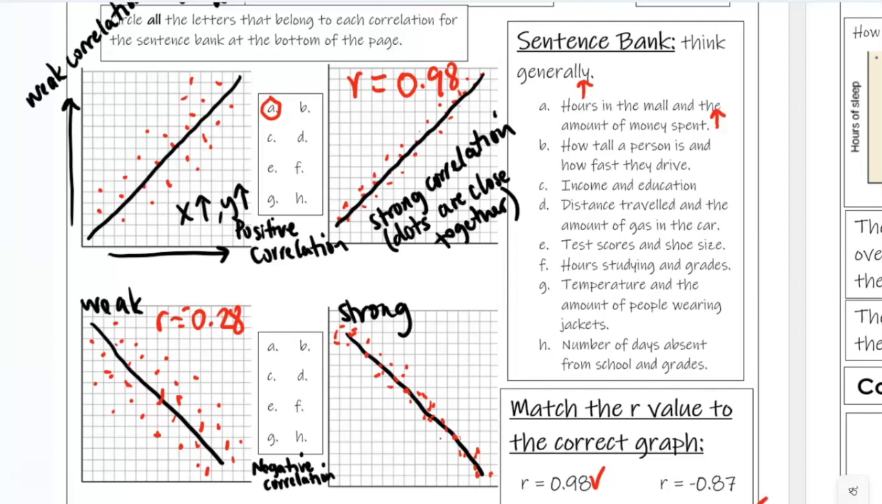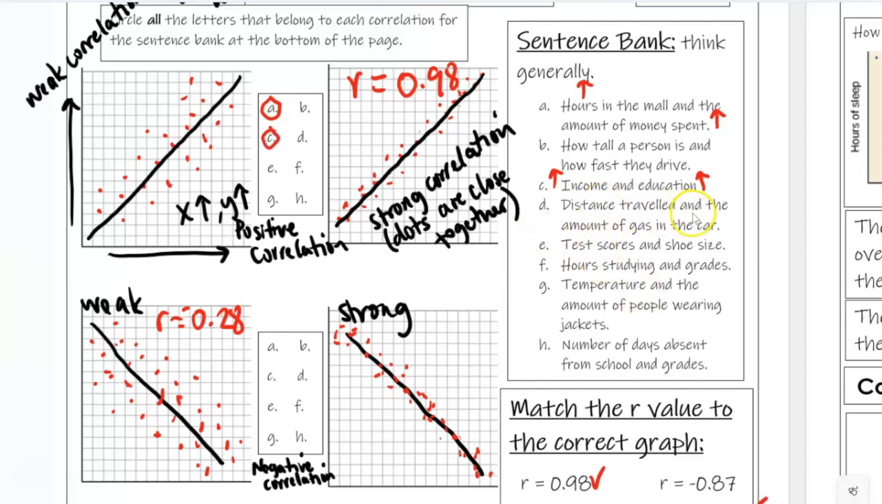All right, another one, income and education. Think about it. The more income I have, is it true that I have more education? Or is it the more income I have, the less education I have? Or is it not related? Well, it's statistically proven the more income you have, the more education you have. So if they're both going in the same direction, X is increasing, Y is increasing, this one is going to be a positive correlation.